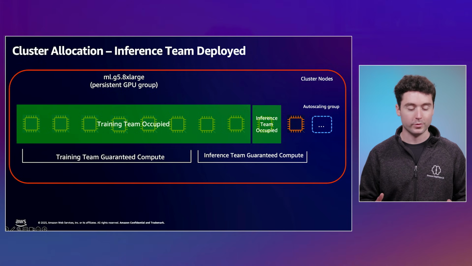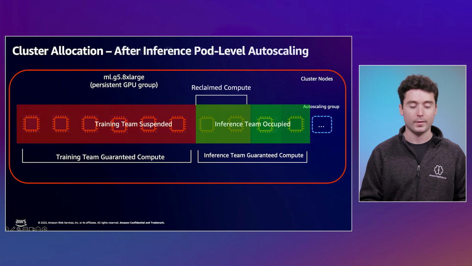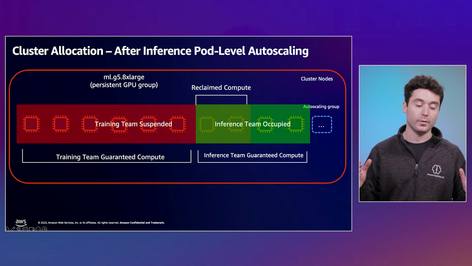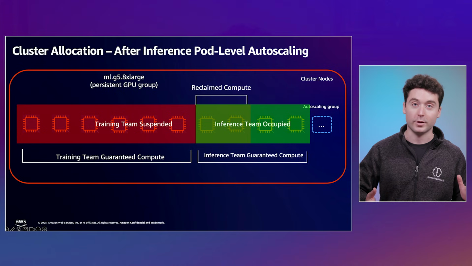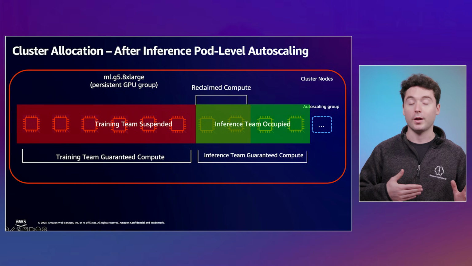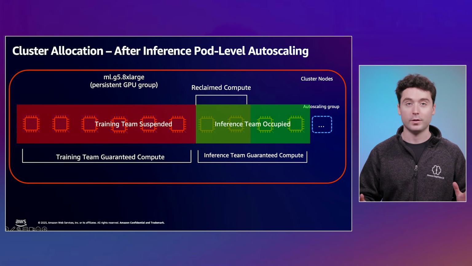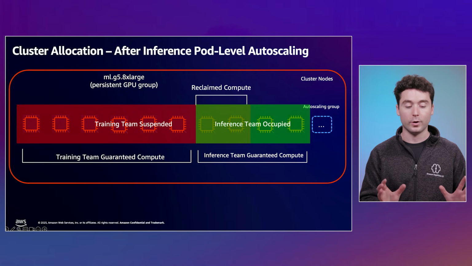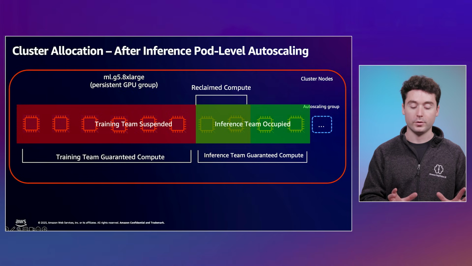So this is how our cluster looked like before. Now with the auto-scaling event, the inference team took up 4 GPUs total. This is them reclaiming their guaranteed compute. They originally guaranteed these 4 nodes, or these 4 GPUs, so they have the right to reclaim them back from the training team, as the training team was just borrowing them. So this is what our current status of the cluster looks like.